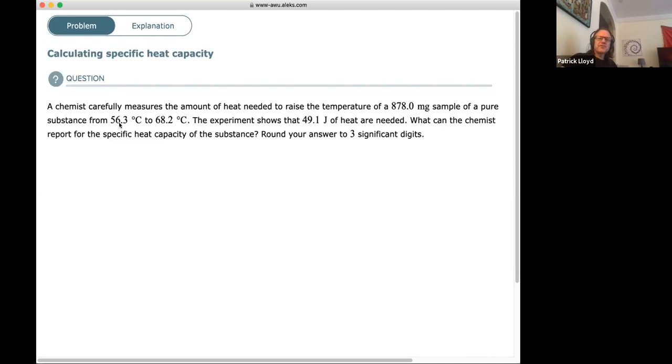It's going from 56.3 degrees Celsius to 68.2 degrees Celsius. So there's your temperature change, right? T2 minus T1. The experiment shows that 49.1 joules of heat are needed. So that's your Q. So really what you have is M, your 2 temperatures, and Q, and they're asking us to determine the specific heat capacity, right? So that's a C, lowercase c. Okay, so let's take a look.